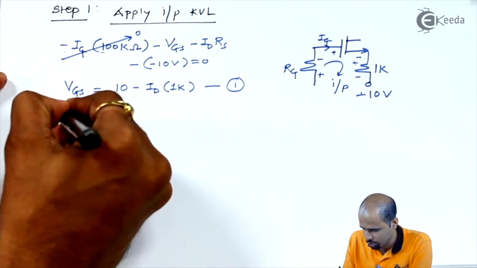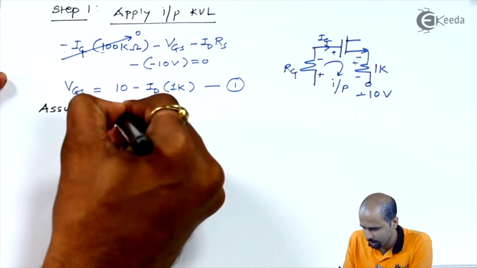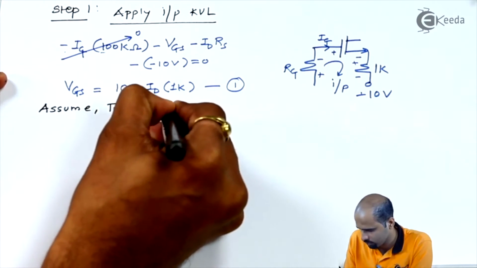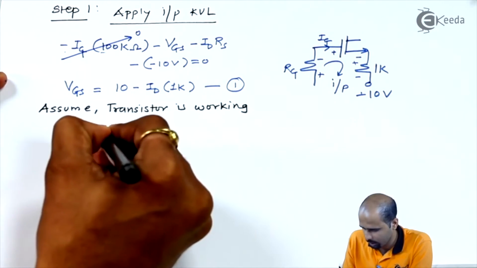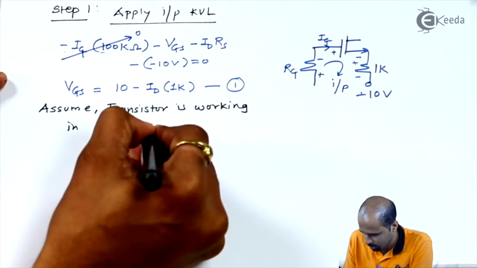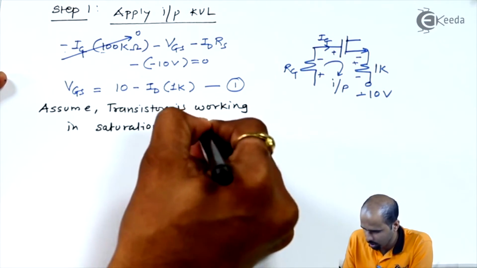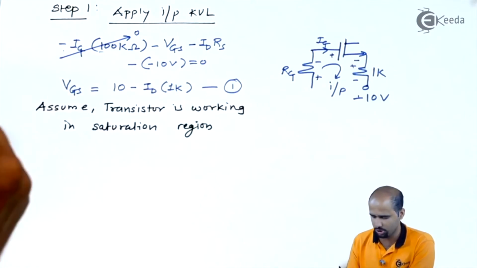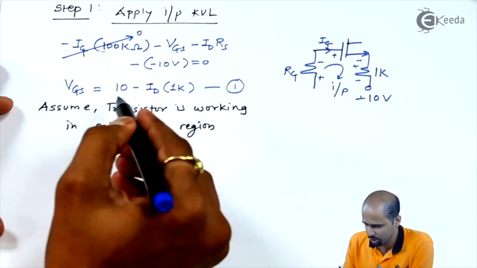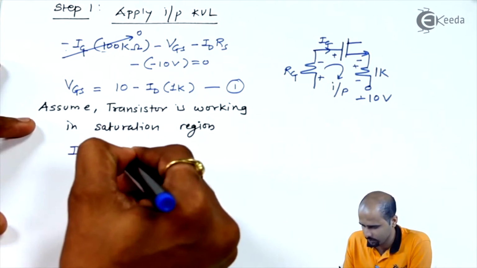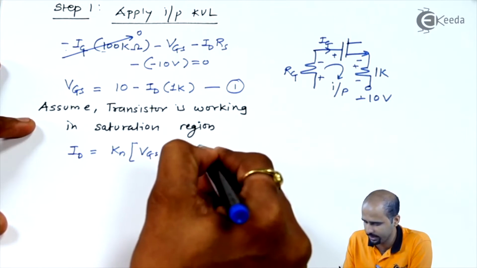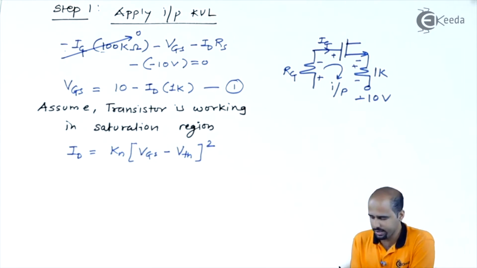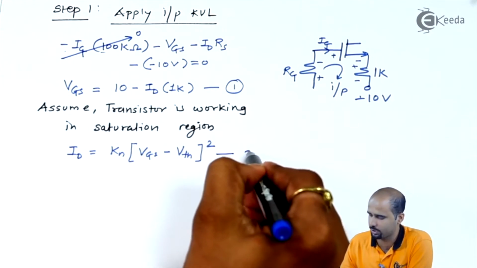We say: assume the transistor is working in the saturation region. Assuming that, we will proceed further with the equation of the current in the saturation region, that is ID is equal to Kn into VGS minus VTH the whole square. We will use that equation as equation number 2.